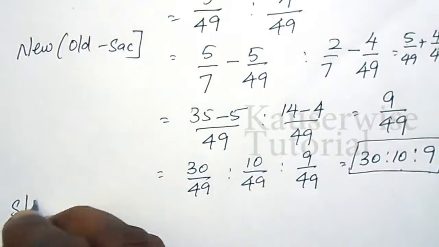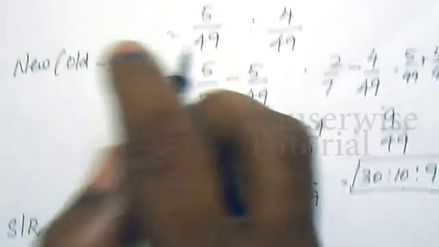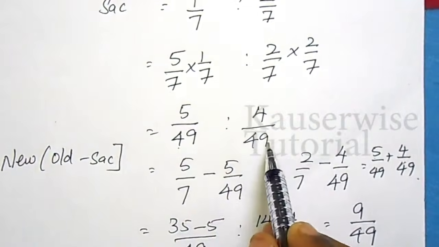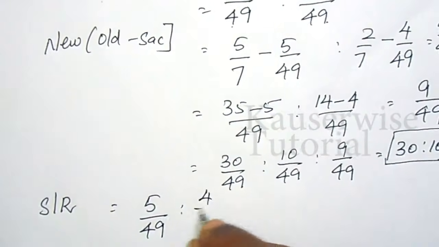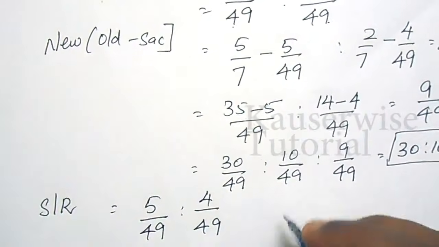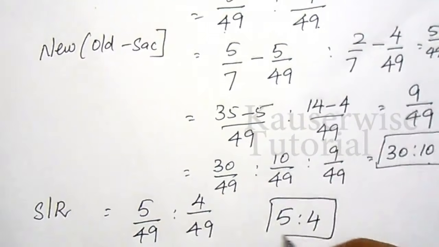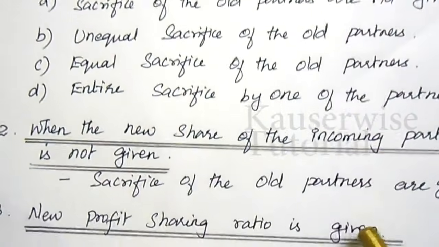Now calculate sacrifice ratio. So already we have calculated sacrifice ratio. A sacrifice 5 by 49 and B sacrifice 4 by 49. Sacrifice ratio is for A 5 by 49, for B 4 by 49. So sacrifice ratio is 5 is to 4. So far we have done first case and second case. Now let us see the last one.